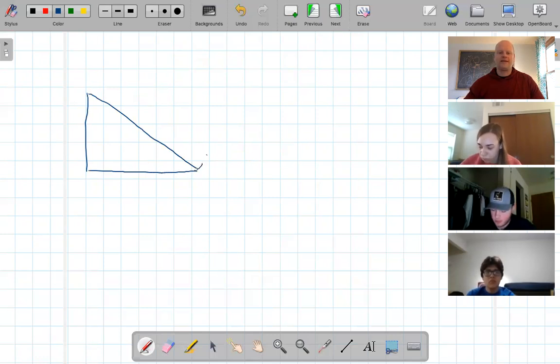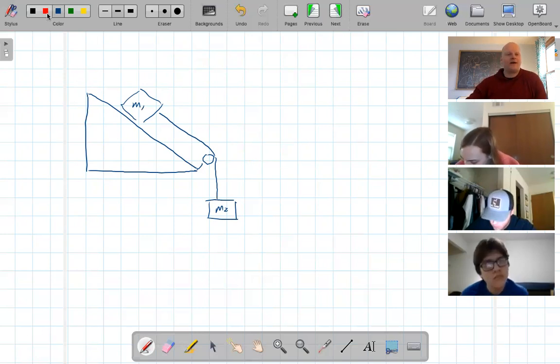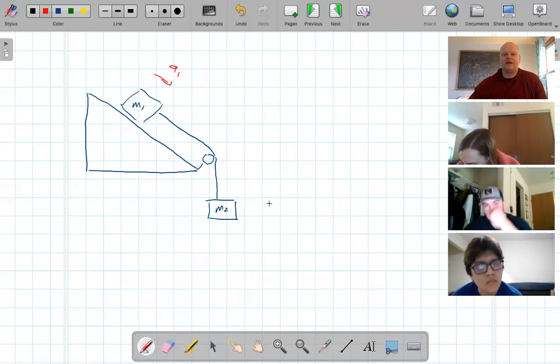I'm going to put a pulley at the end, and I'm going to attach one object here via a string, let's call this mass 2, to another object which is on the plane, which is then mass m1. So what I want to know is what is the acceleration of object 1 here, and what is the acceleration of object 2?